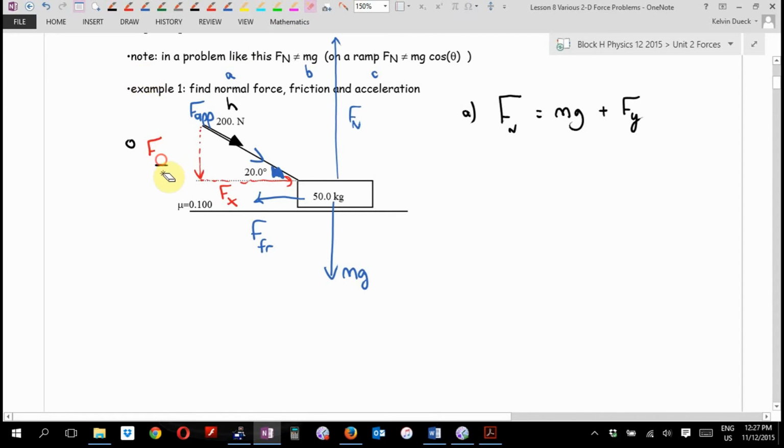Let's just convince ourselves that Fy does work. I think it would be the sine of the angle.